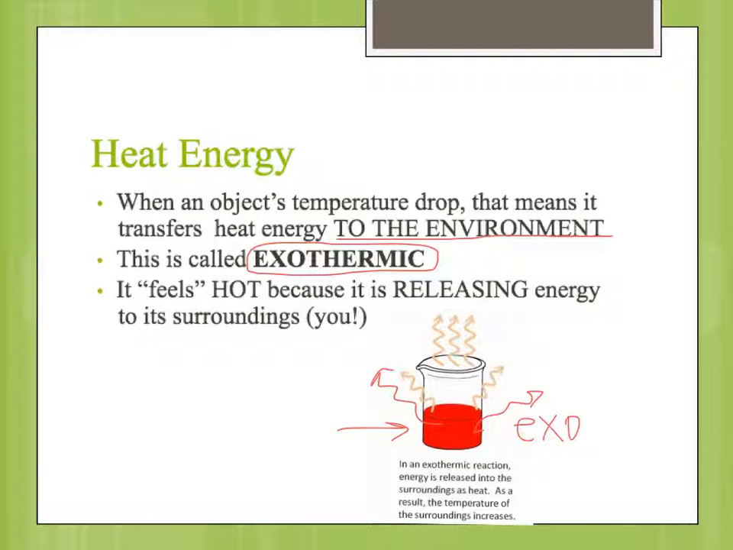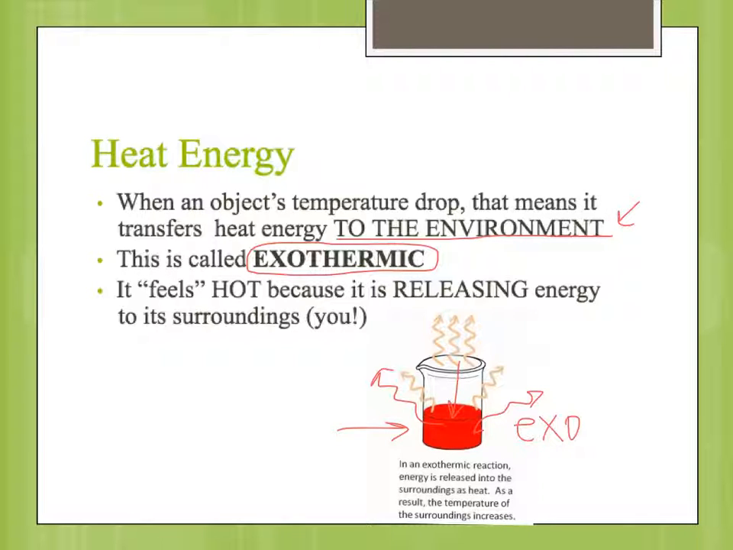Now if you put your hand right next to it, it's going to feel hot because it's releasing energy to its surroundings. And if you happen to be the surrounding, then it's going to be releasing energy to you. That means the molecules in your hand are going to start to move faster, and if they start to move faster, it's going to feel hot. As this object is radiating heat, its core temperature inside is actually dropping, because the heat is being released.